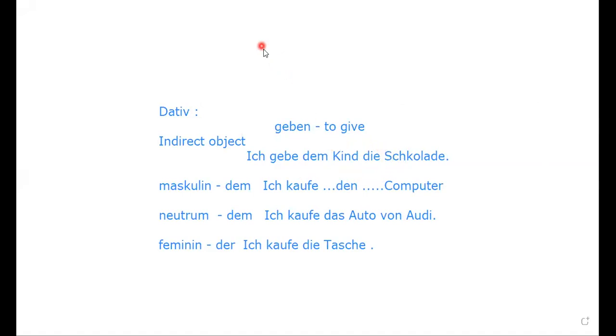To the child. So why am I putting dem Kind here? Because child is das Kind. So in dative, what do we have to follow? It is an indirect object. It is very clear that I'm doing the action to the child. So das will change to dem for neuter: dem Kind. Now you're getting the sentence. Here, ich is the subject. Gebe is the verb. Dem Kind is the indirect object. And die Schokolade is the direct object.